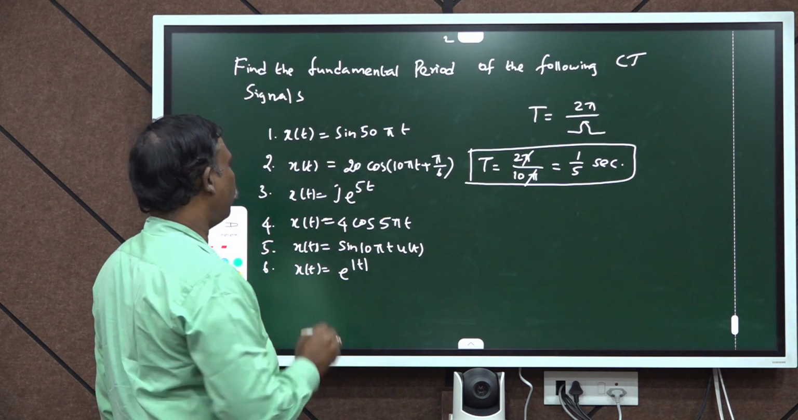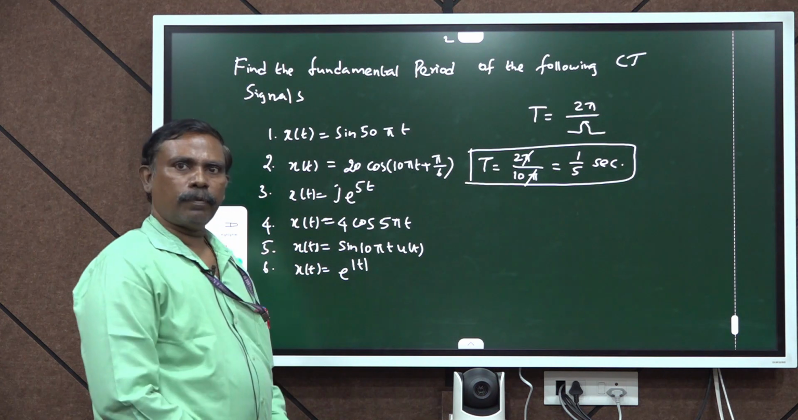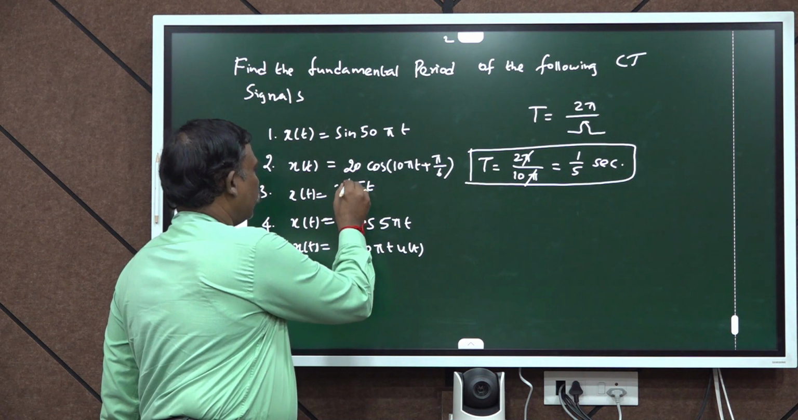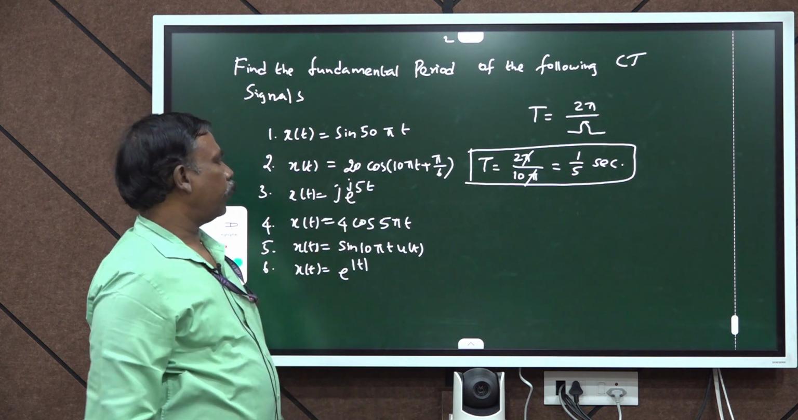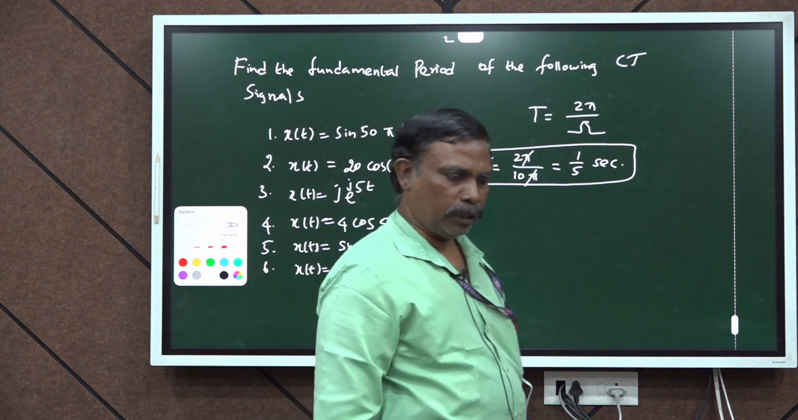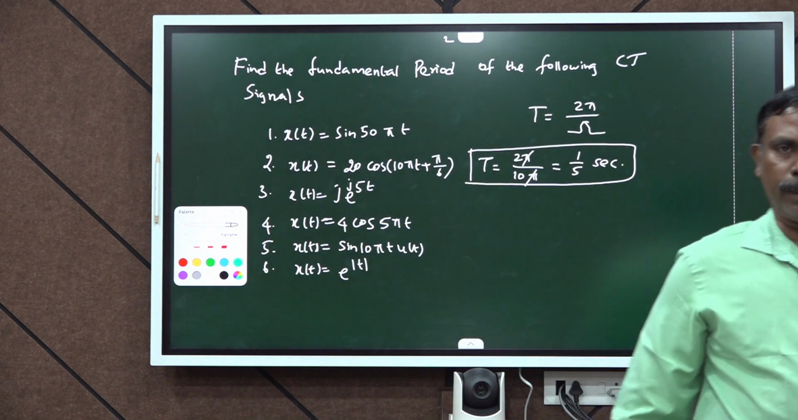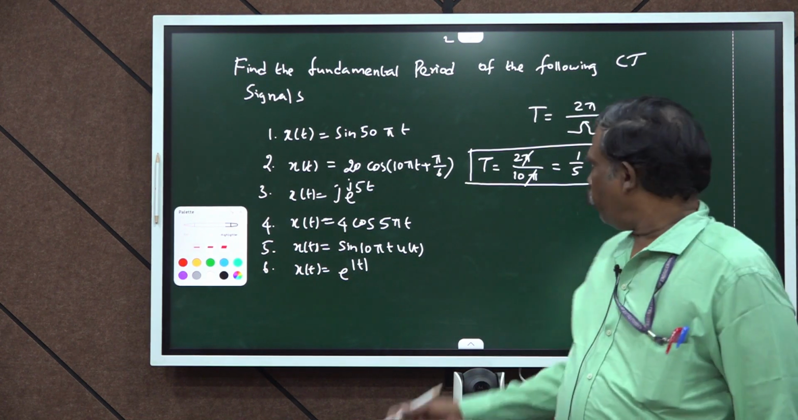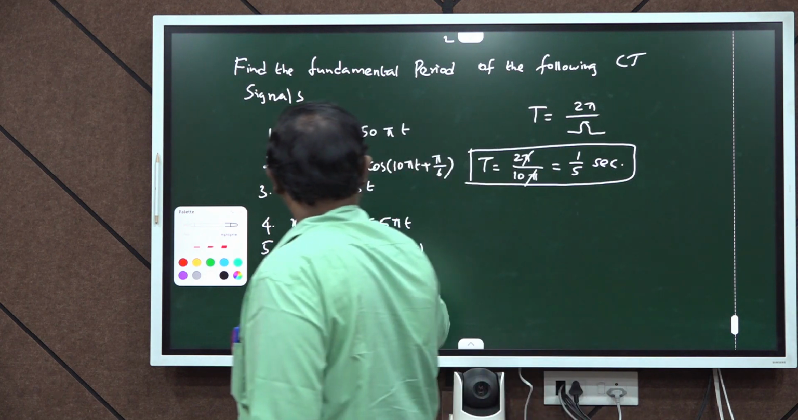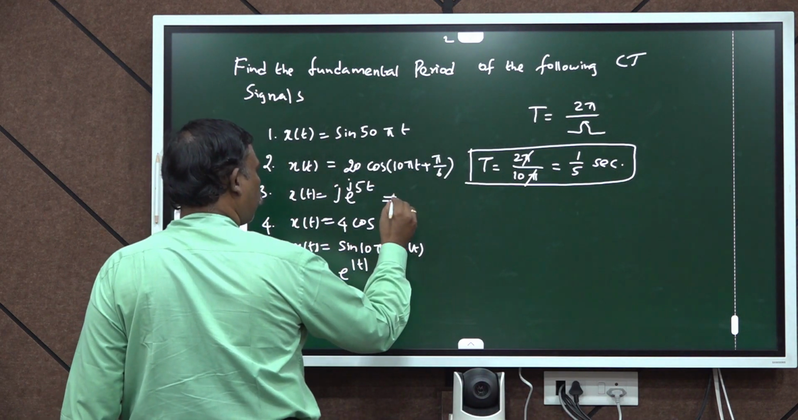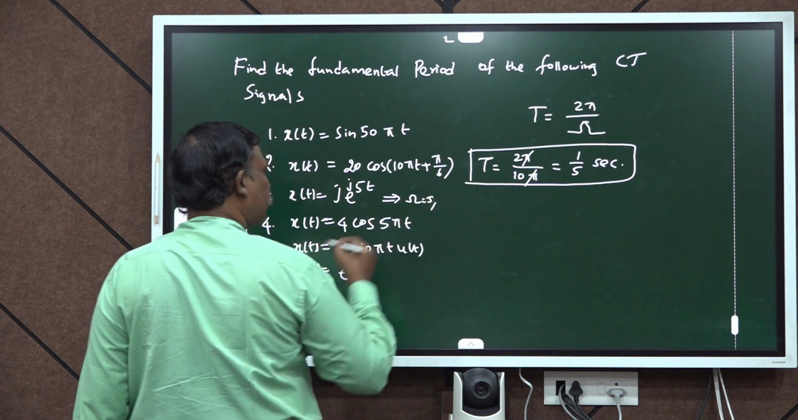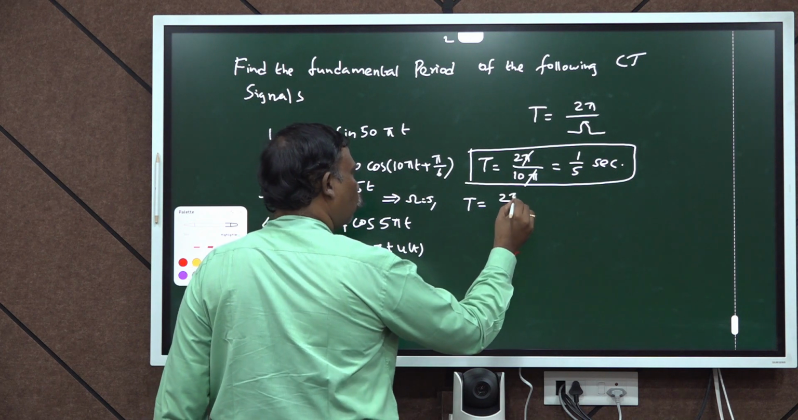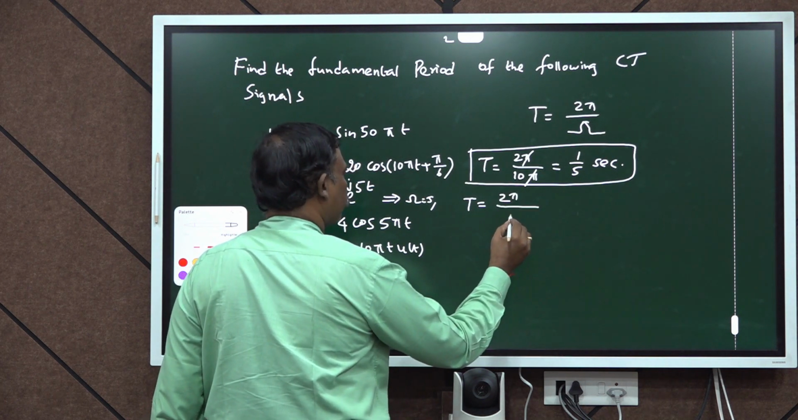Now we go to the third problem. In the third problem also, you know that it is e power j omega t. Here j is missing: j into e power j 5t. You understand that? J into e power j 5t. In general we know e power j omega t, so from the problem we understand that omega is equal to 5. Now you see that the answer is T equals 2 pi divided by 5.